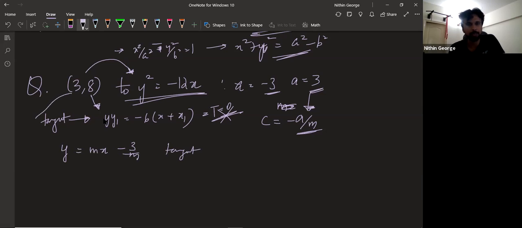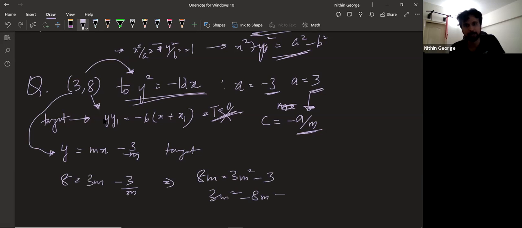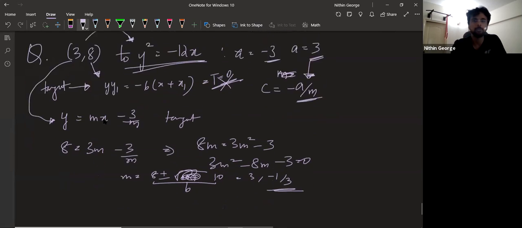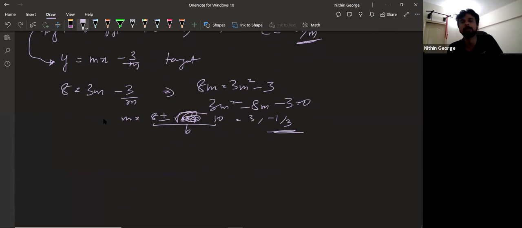And 3, 8 will pass through the tangent. So 8 will be here, 3m will be here, minus 3 by m will be here, which means 8m equal to 3m square minus 3. 3m square minus 8m minus 3 equal to 0 gives me the roots as m equal to 8 plus or minus root of 64 plus 4 into 3 into 3. 4 into 9 is 36, 36 plus 64 is 100. Root of that is 10, divided by 6, becomes 3 and minus 1 by 3. So you get both the values of slopes as 3 and minus 1 by 3 directly.